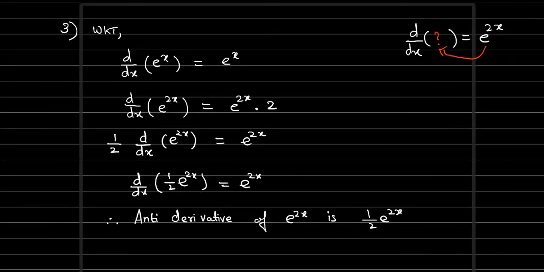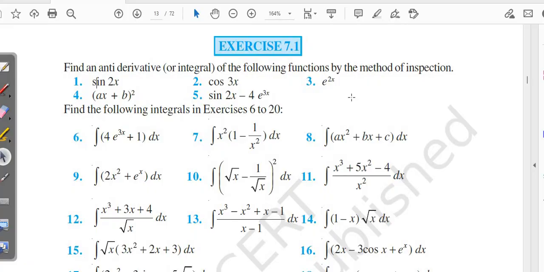Okay, next we can move on to the fourth one. What is the fourth question? ax plus b whole square. Okay, so we have to find out the antiderivative of ax plus b whole square. What is the question? So we have to find the antiderivative for ax plus b whole square, right? So what comes here, that we have to track.